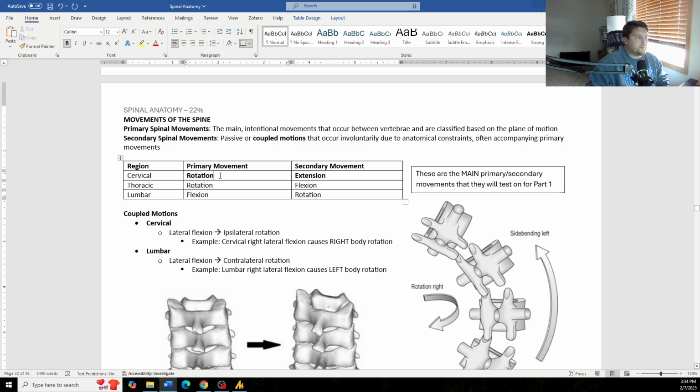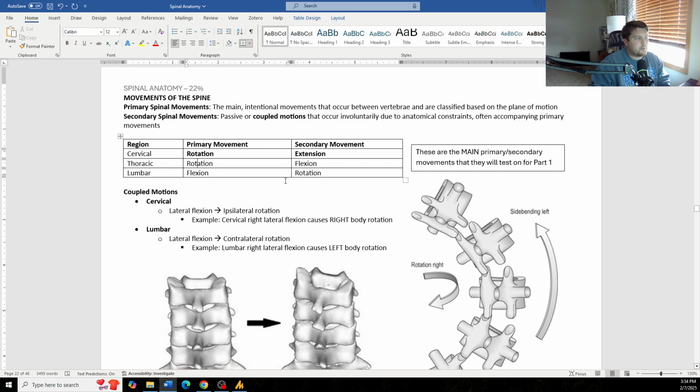These are the main primary and secondary movements. In the cervical spine, because of how mobile our necks are, most movements are considered primary. So if you're going to get asked about what's the most correct primary movement of the cervical spine, it's rotation. That's why I have it up there. If you read any other textbook, you'll see that the cervical movements are pretty much all primary, with a good chunk of them also being secondary, depending on what the primary movement is. But these are the ones that we want to know for this exam.